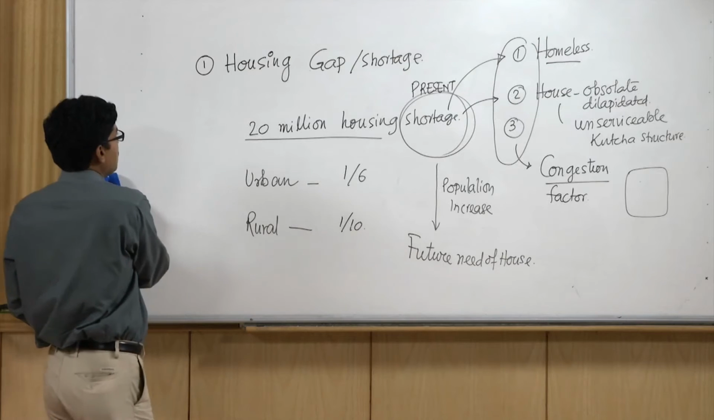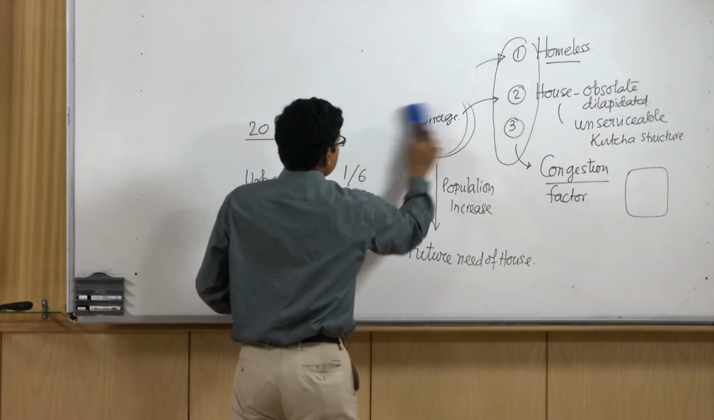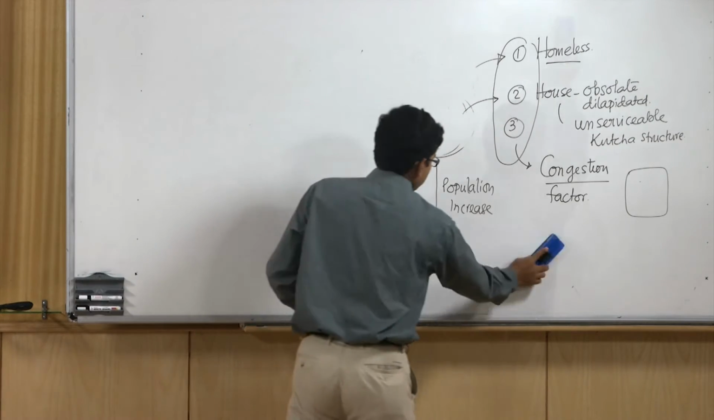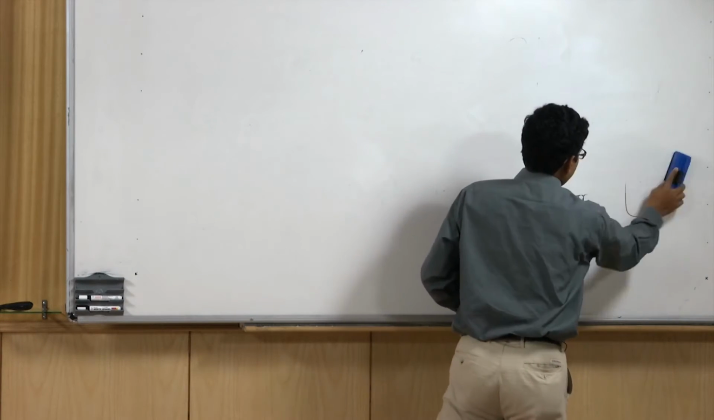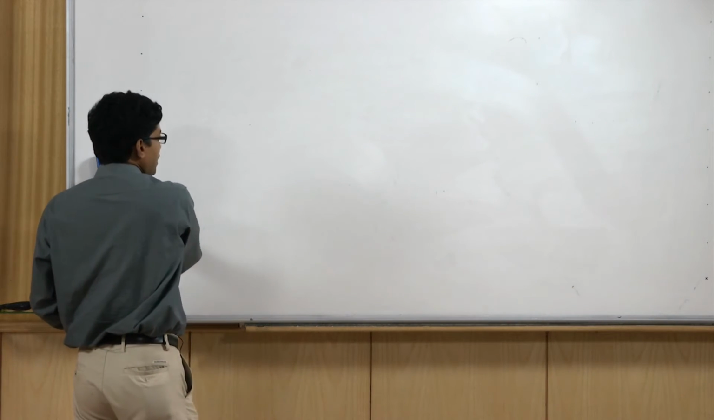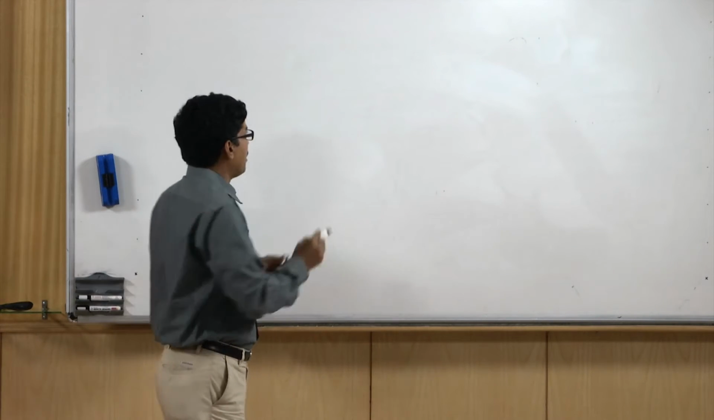Now, let us see what are the basic characteristics of this housing shortage in India. What are the major characteristics or major trends or direction of this shortage? Firstly, there are various types of disparity in this shortage. For example, urban and rural.